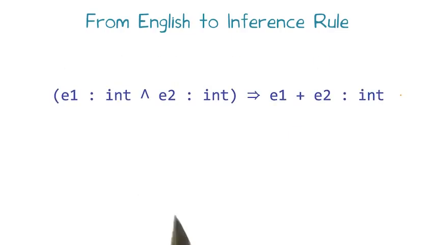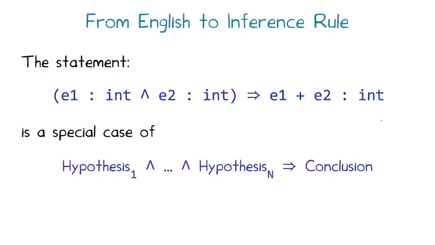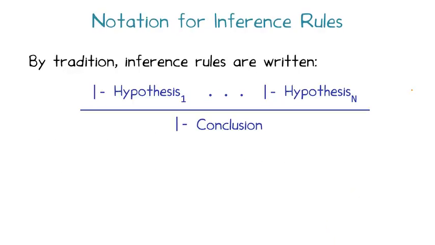Observe that in this formulation of the statement, we have two separate hypotheses which have been conjoined to form a compound hypothesis. Each separate hypothesis must be true in order to guarantee that the conclusion is true. In general, inference rules have the form hypothesis 1 and hypothesis 2 and so forth up to hypothesis n implies conclusion. An inference rule may have an arbitrary but finite number of hypotheses that must be fulfilled to guarantee the conclusion. Traditionally, inference rules are written in the following way.